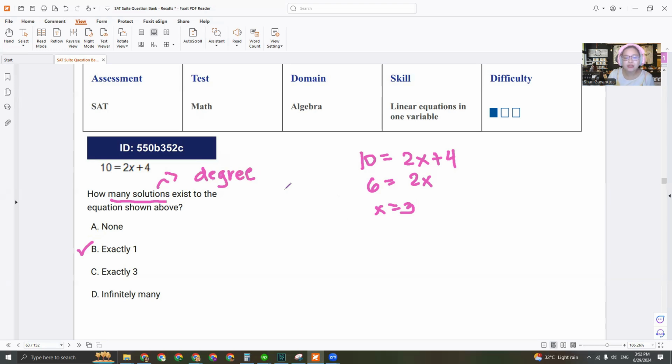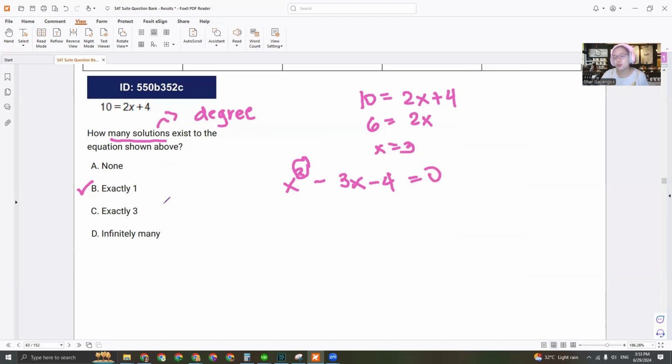All right. So meaning if you have a quadratic equation, let's say x squared plus 3x minus 4, then you're expecting 2 roots because of the degree. I hope that makes sense. But sometimes if you're not sure, just go ahead and solve. Okay. So for this, we have exactly 1 solution. And we know because this is a linear equation and the degree here is just 1.